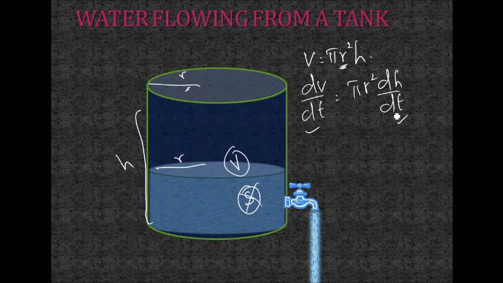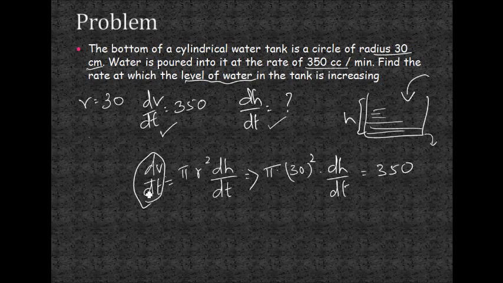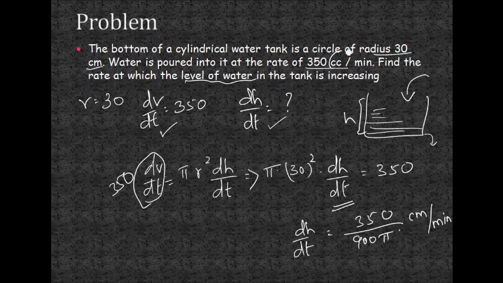pi r squared dh/dt, because r is a constant. Now this would be pi, the radius is given as 30 squared, and whatever you want to find is dh/dt. This is equal to 350, because dV/dt is 350. And give this with units, centimeters per minute, because that's how it's given here.